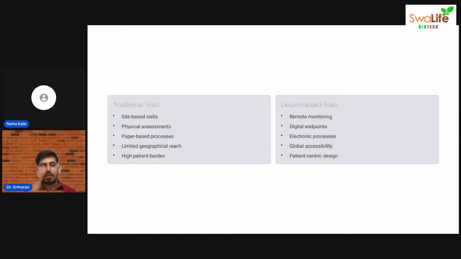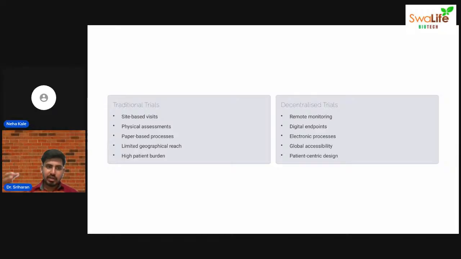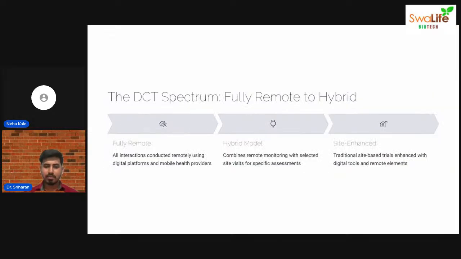With remote monitoring, the patient is monitored remotely using digital technology. Likewise, digital endpoints are nothing but digital technology, such as wearable devices, sensors and apps. Global accessibility means we can use the trial not only in our country or nearby areas, but globally, in different countries and different geographic locations. Patient-centric design also takes place using ePRO.